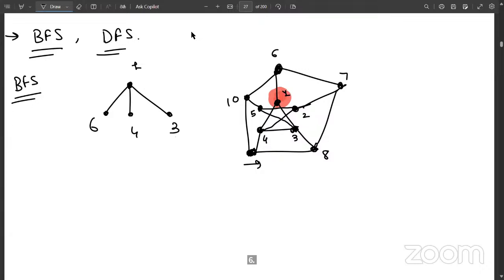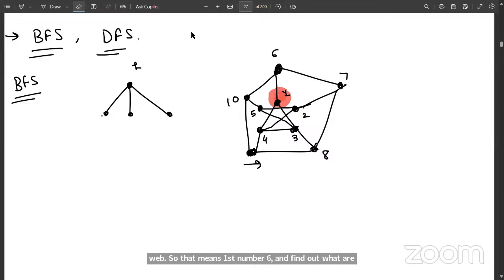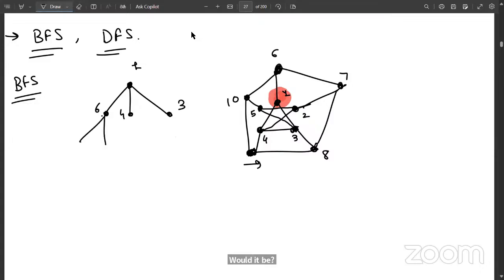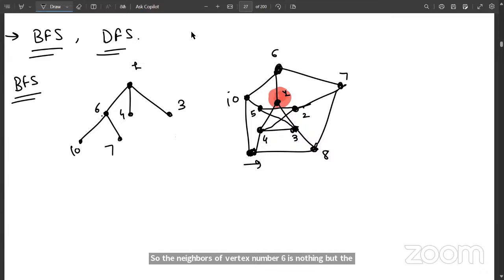In the next step, BFS says explore each vertex one by one. First explore vertex number 6 and find its neighbors. One of them is 1, which is already listed, so the neighbors of vertex 6 are 10 and 7. BFS says explore all the vertices one by one, so once we are done with 6, we jump to 4, not 10.